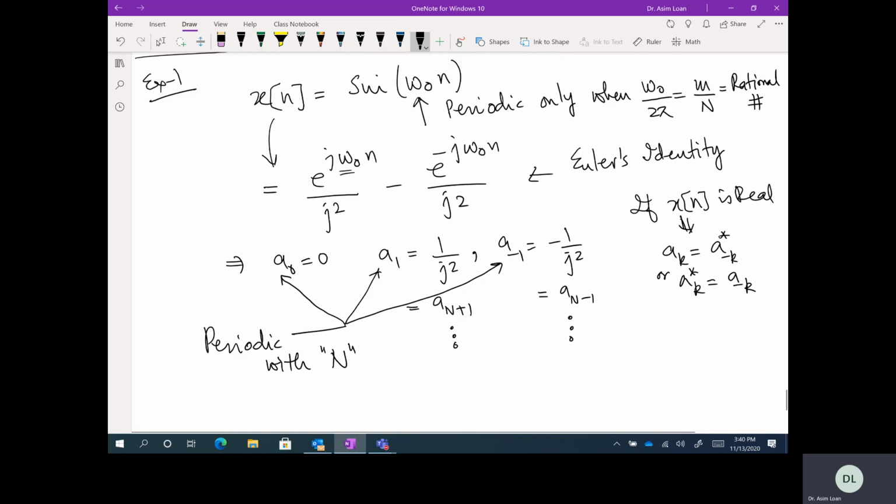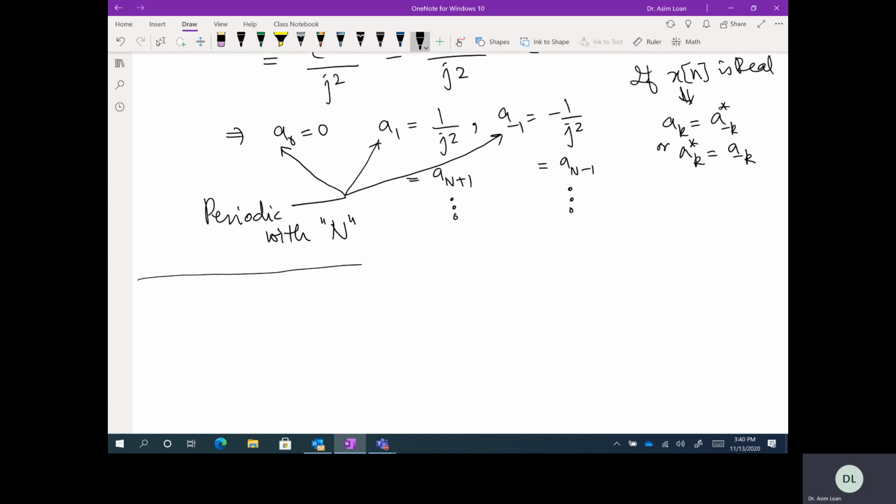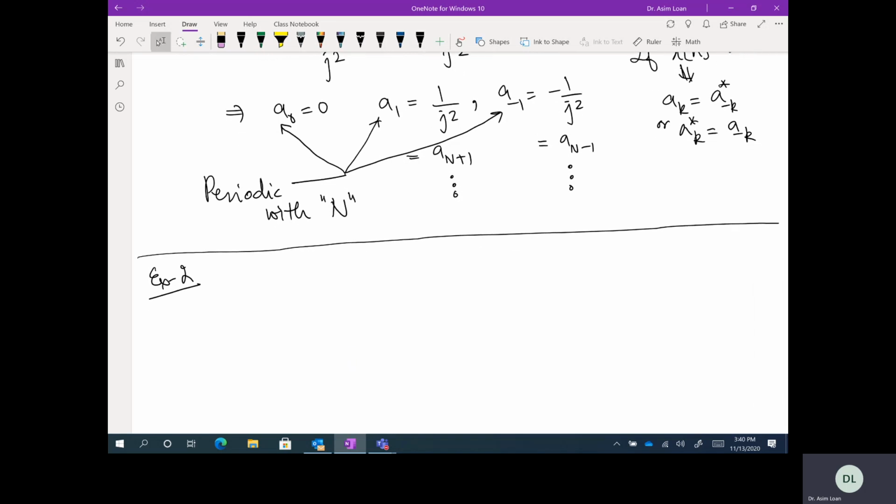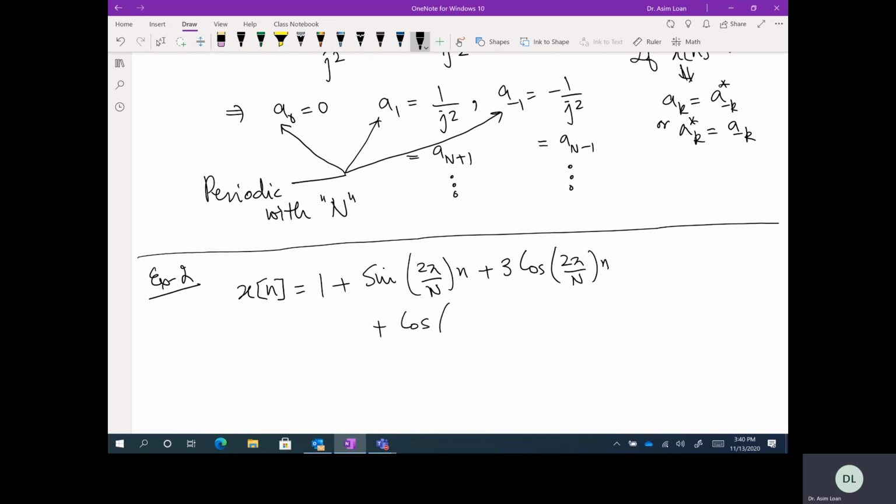Okay. What about the second example? The second example is also the same as the second example for the discrete time case. So x of n is 1 plus sine 2 pi by N into n plus 3 cosine 2 pi by N into n plus cosine 4 pi by N into n plus pi by 2, and so on and so forth.